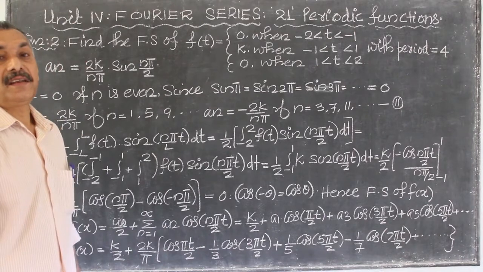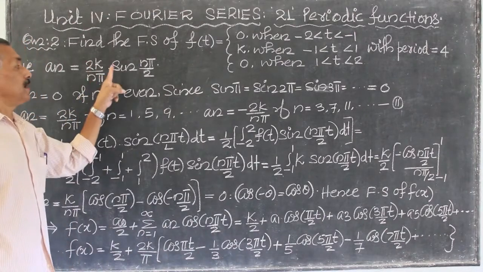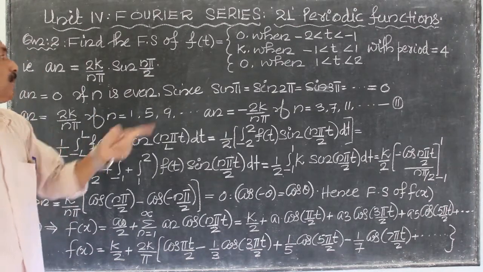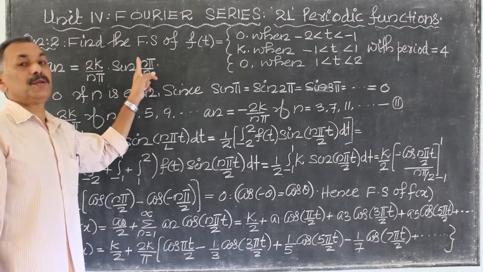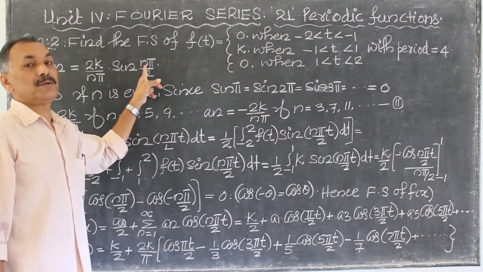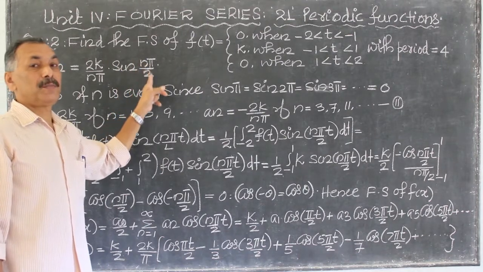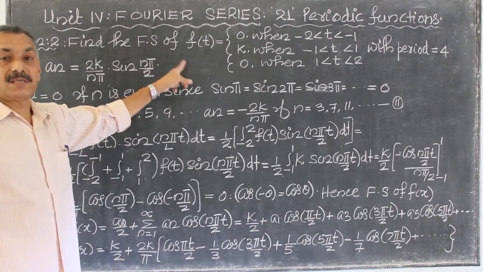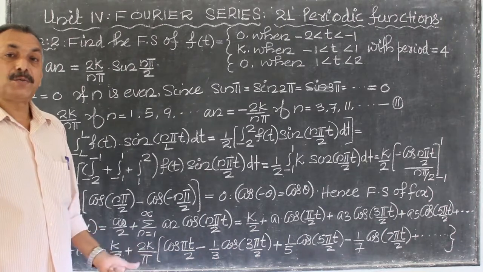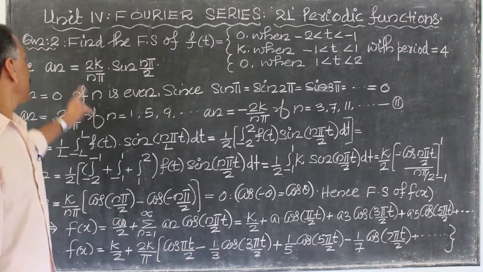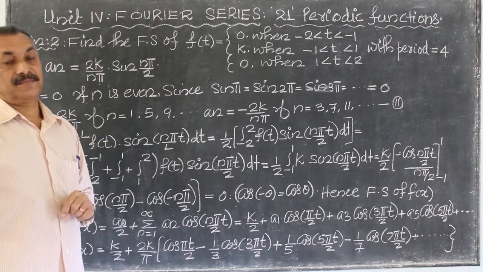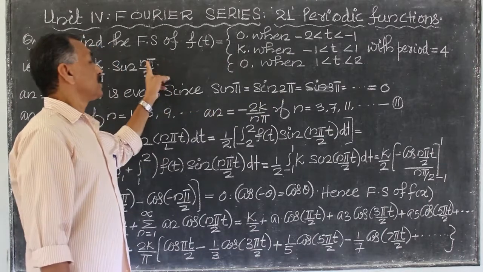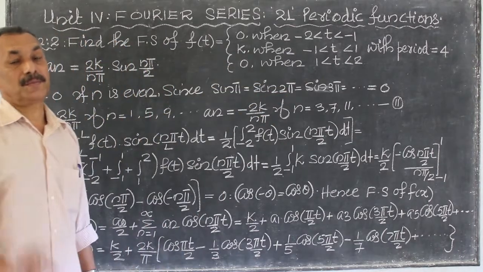What is an? an is equal to 2k divided by n pi into sin(n pi by 2). As I have already told you, if n is even, that is n equal to 2, 4, 6 and so on: for n equal to 2 this is sin(2 pi by 2), that is sin pi; n equal to 4 gives sin 2 pi; n equal to 6 gives sin 3 pi. Sin pi, sin 2 pi, sin 3 pi and so on are all zeros. That is, an is equal to 0 if n is even. Remember that sin pi, sin 2 pi, sin 3 pi and so on are all equal to 0.